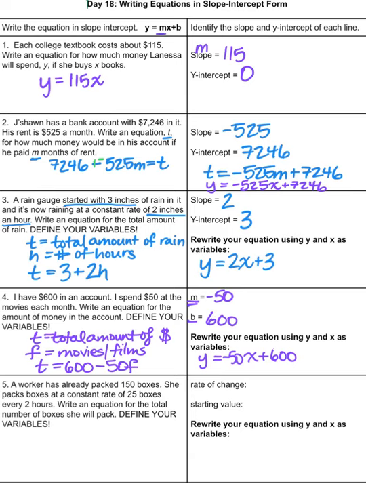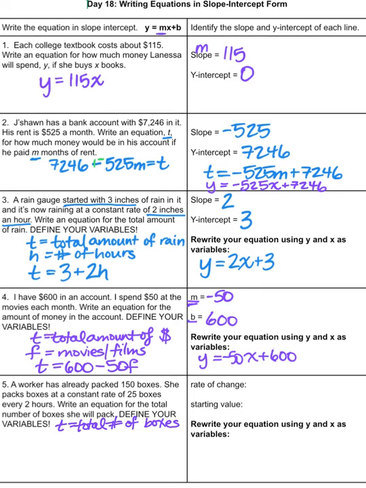And last, I have a worker who has already packed 150 boxes. She packs boxes at a constant rate of 25 boxes every 2 hours. Write an equation for the total number of boxes she will pack. Define your variables. All right, so I'm going to use T for total again because that's a nice, easy one to use. So T equals total number of boxes.